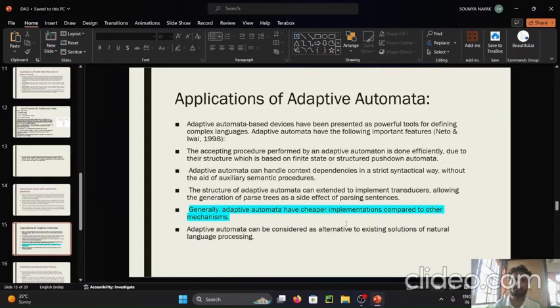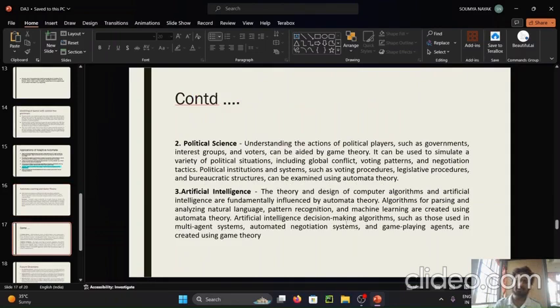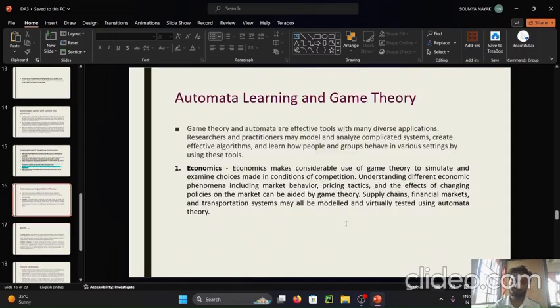So here we got an overview of why we are using automata, what the problem is with finite state automata, and why we are using adaptive automata. Now here is something like automata learning and game theory. These are the fields where we can actually apply game theory with automata. Game theory and automata are effective tools with many diverse applications. Researchers and practitioners may model and analyze complicated systems and create effective algorithms on how people and groups behave in various settings by using these tools. In economics, politics, psychology, artificial intelligence, and many other sections we can use them. So here is just an example of how we are using it.